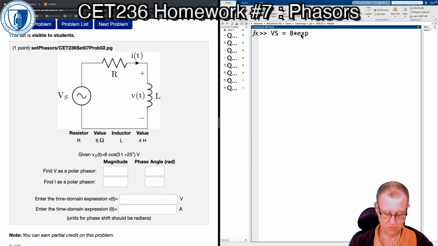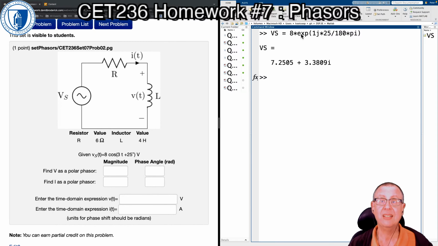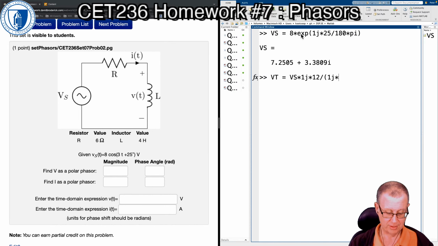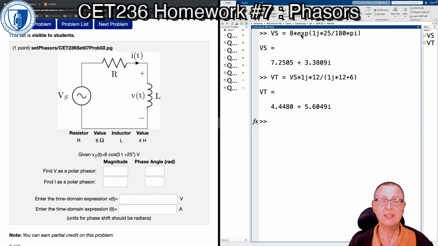And the current, therefore, so my voltage, my Vs, equals 8 times exponential 1j times 25 degrees on 180, because remember MATLAB prefers things in radians. So there's my Vs. So my Vt is going to be just Vs times, now what's that going to be? That's going to be j12, which is my impedance of my inductor, divided by j12 plus the impedance of the resistor, which is 6. So that gives me that.